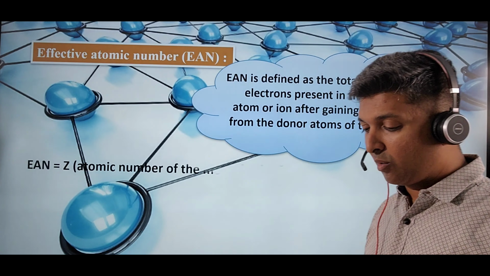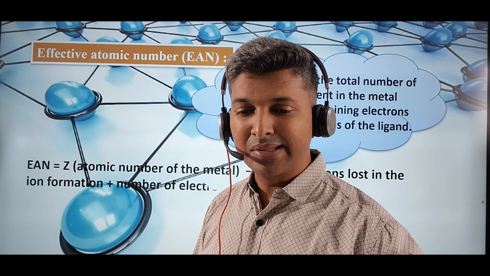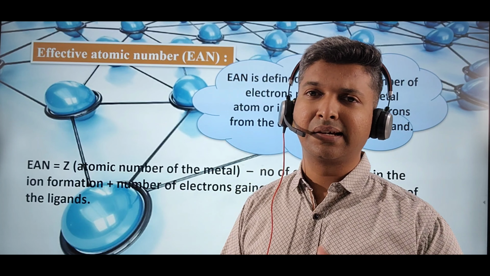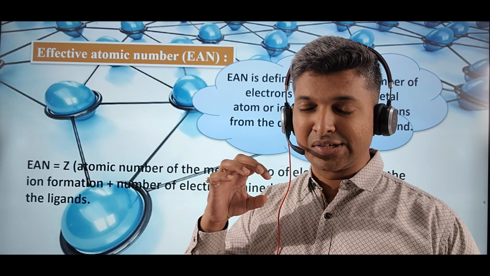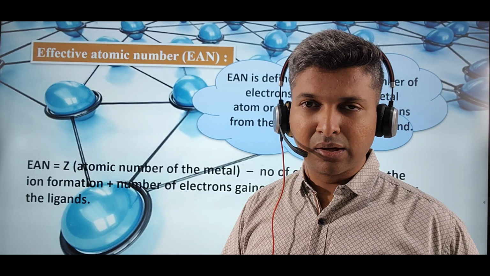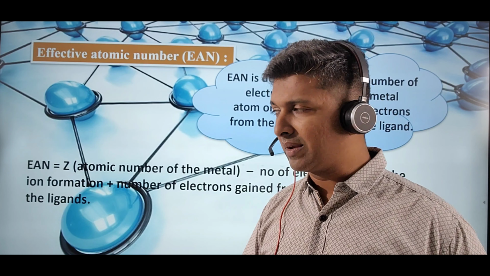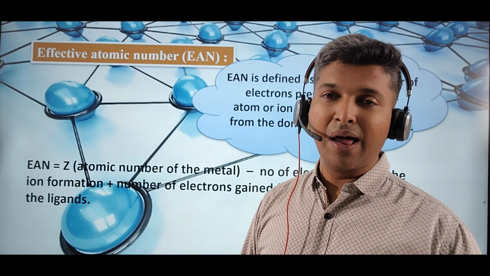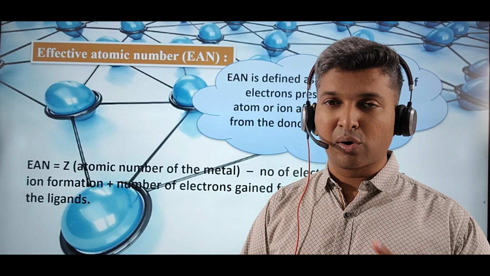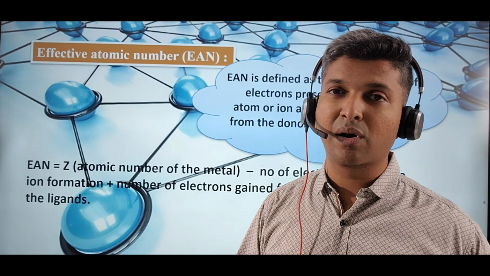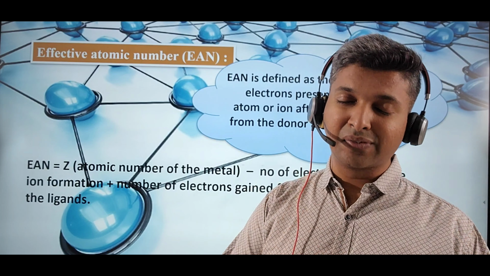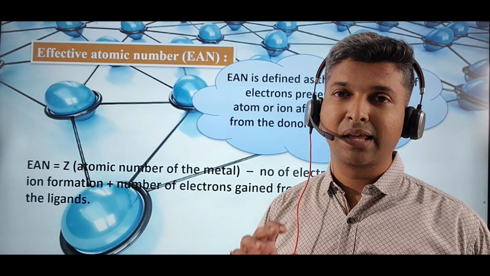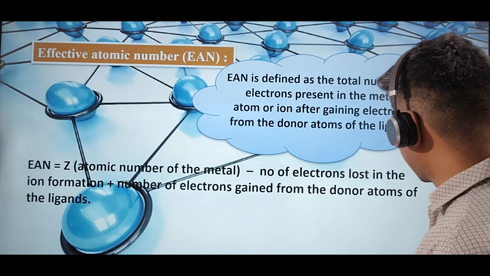Fine. Moving ahead now, an important thing, EAN. What is EAN? Effective atomic number. Now, what is effective atomic number? It's a way to check the stability of the complex. Now, how do we check the stability of the complex? If your effective atomic number is equivalent to that of a noble gas, that means your complex is stable and it's a successful coordination compound. If it is not equivalent to the atomic number of a noble gas, then it is not a stable coordination compound or complex.